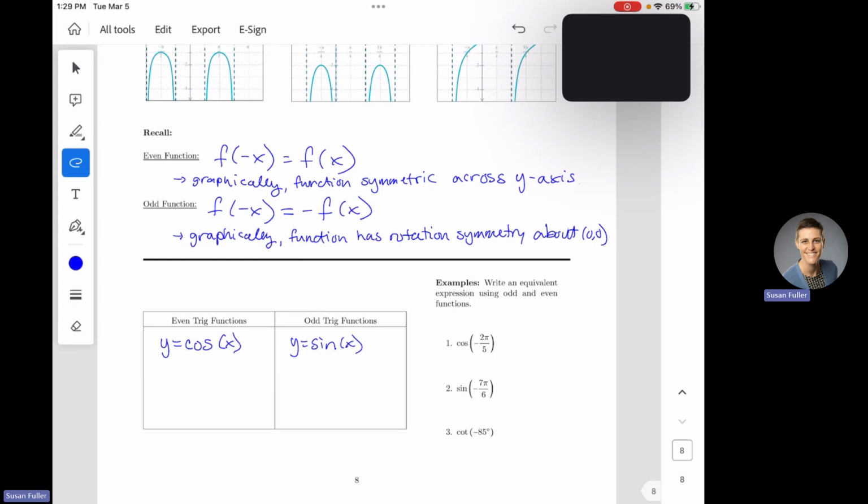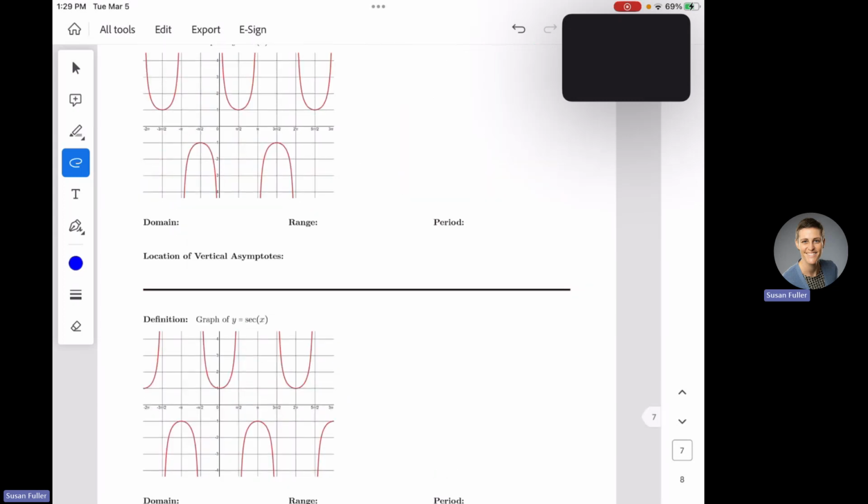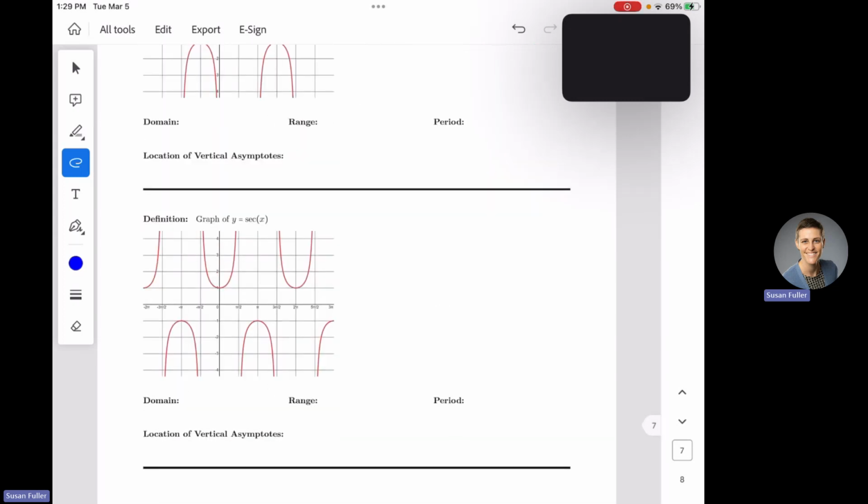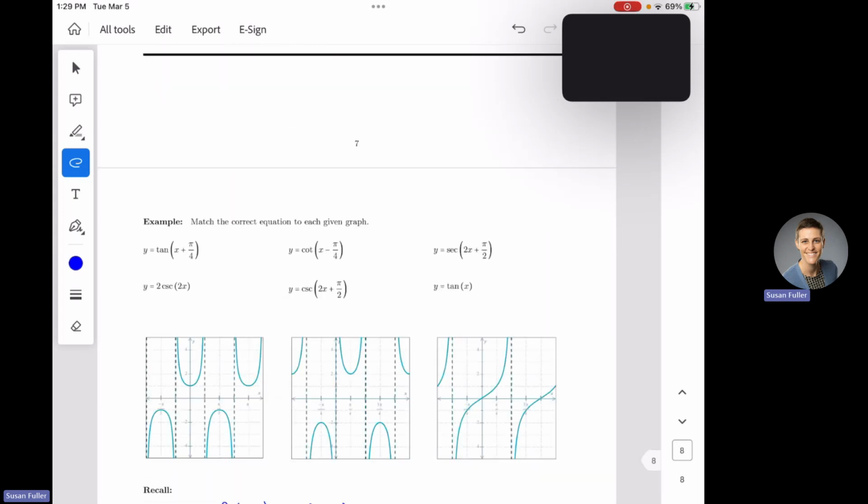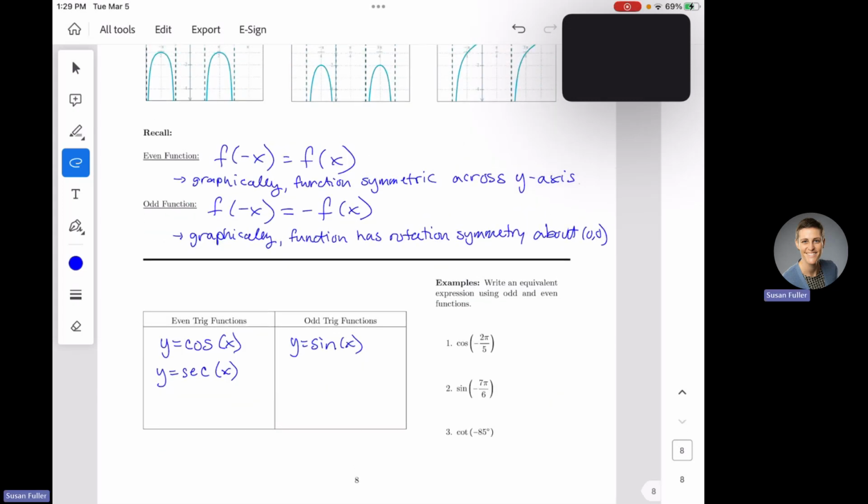And again, if you go back and look at some of your other graphs, what you'll notice is that because cosine is even, secant, its reciprocal function, is also even. You'll notice that secant, the right and left side of the graph, is a mirror image again. So secant is right here. Here's your y-axis. Notice that your right and left sides are mirror images of each other. Secant is even. And then the rest of our trig functions are actually odd.